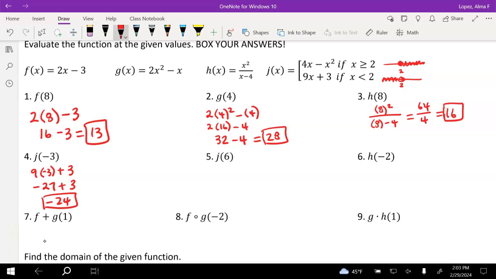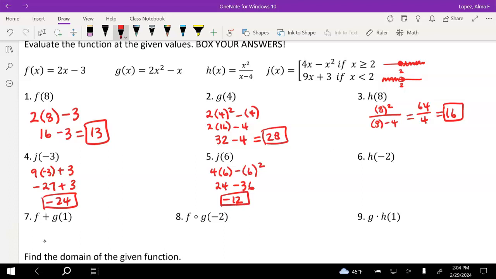For j of 6, 6 falls into this top area, doesn't it? So we're going to use 4x minus x squared. And everywhere they had an x, we're going to plug in 6. So we're going to get 24 minus 36, or negative 12, will be the answer there.